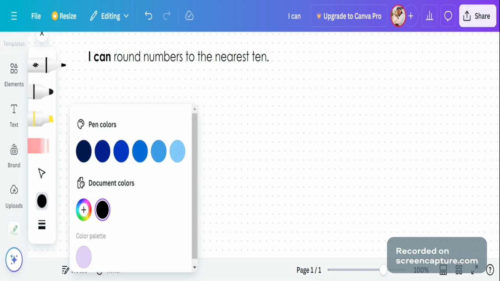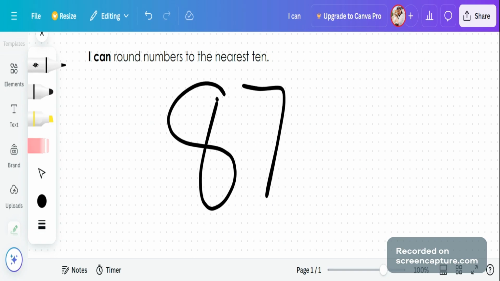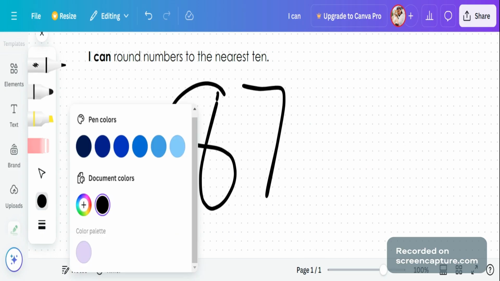The next number I want you to write is 87. I want you to round 87 to the nearest 10. Type your answer in the box. Let's check your answer.